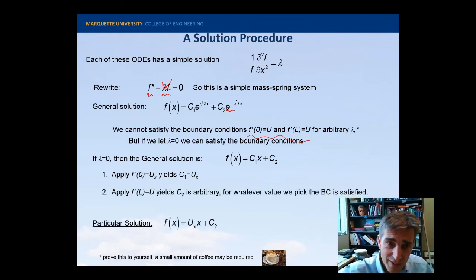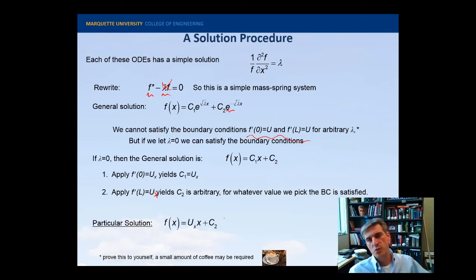And to apply the second boundary condition, I've got to take the derivative and set it equal to u. That should be u of x. It yields that c2 is arbitrary, right? That's kind of interesting. So I didn't necessarily utilize both of these boundary conditions to satisfy c1 and c2. I'm left with c2 being actually arbitrary. And that's actually true. We'll see later when we begin to use this solution.